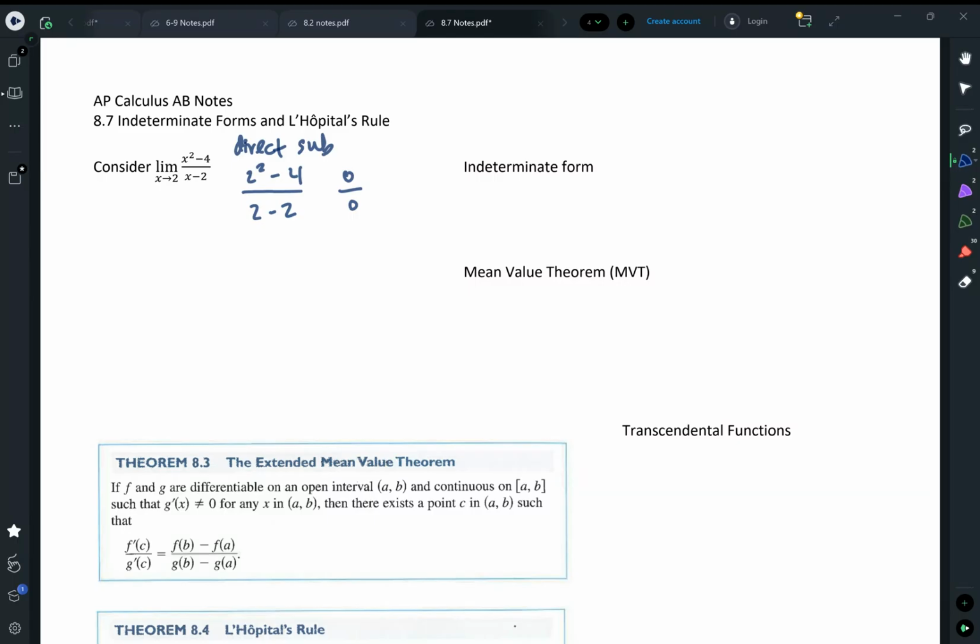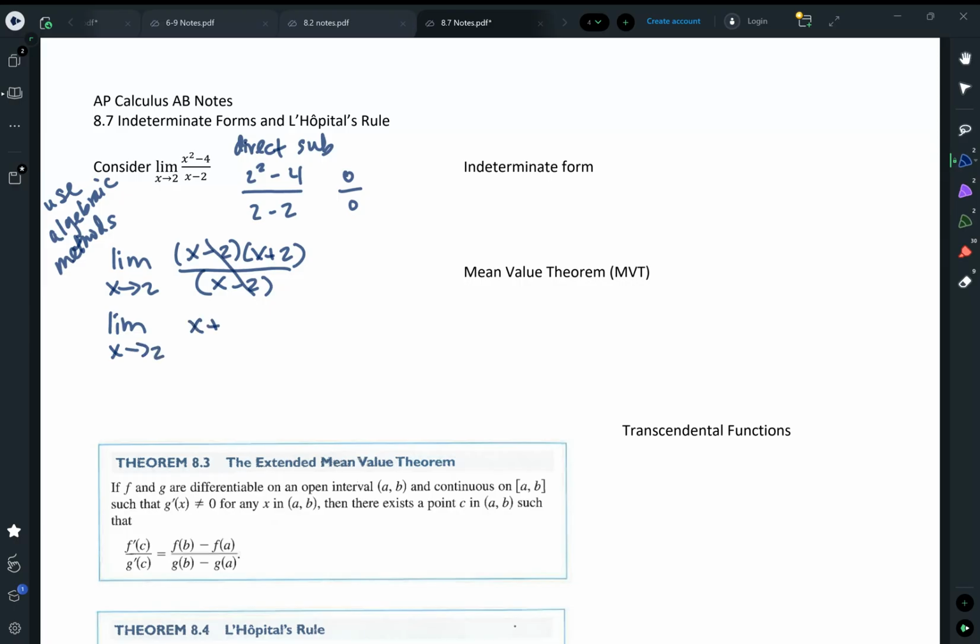So if we think about our algebraic methods for something like this, we'd go ahead and just factor. So let's make this the limit as x approaches 2. We can factor this to x minus 2 times x plus 2. And then because we have an x minus 2 factor in common, we can make it the limit as x approaches 2 of just x plus 2. And now we can directly substitute, and 2 plus 2 makes 4.